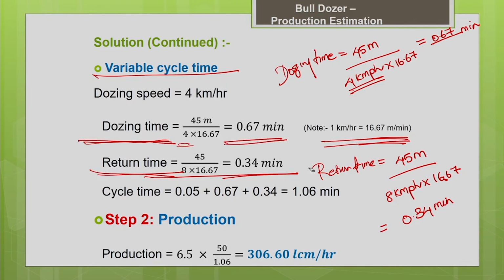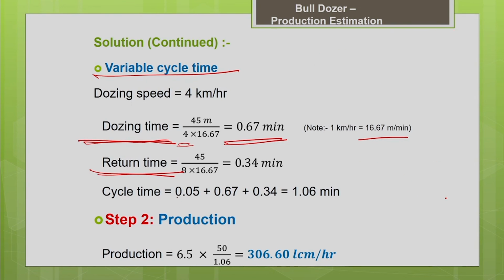Okay. So now you are supposed to calculate the total cycle time. Total cycle time is nothing but your maneuver time. Maneuver time is your fixed cycle time 0.05, and the dosing time 0.67, return time is 0.34. Add everything, you will get 1.06 minute. That is your cycle time.